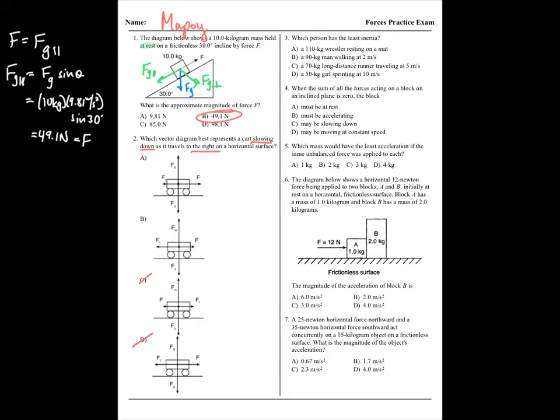Force of friction is the force that opposes your motion and it slows you down. So if friction is bigger, then it should slow you down. So it's not A, it's got to be B.